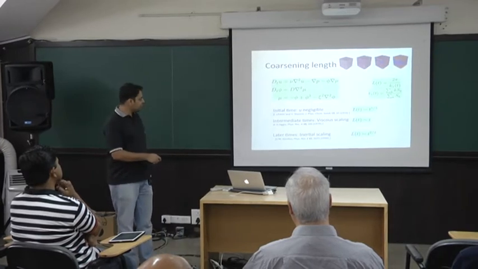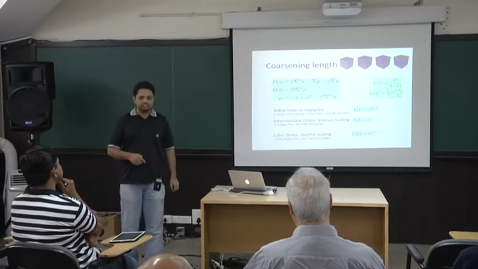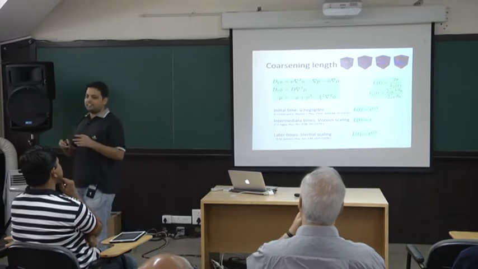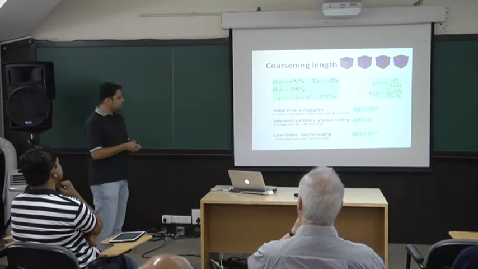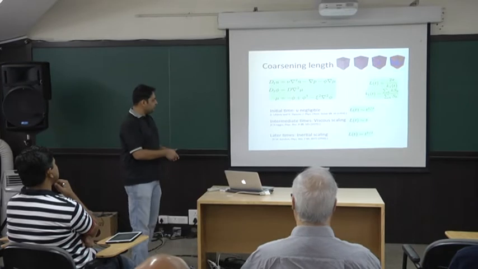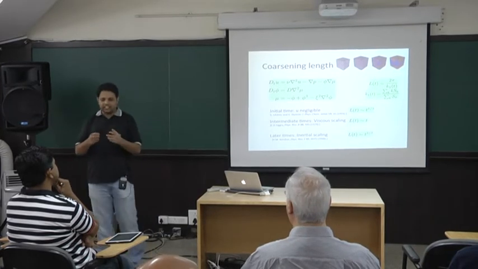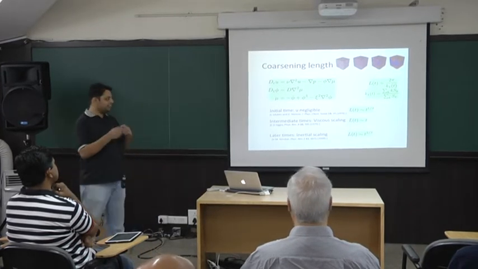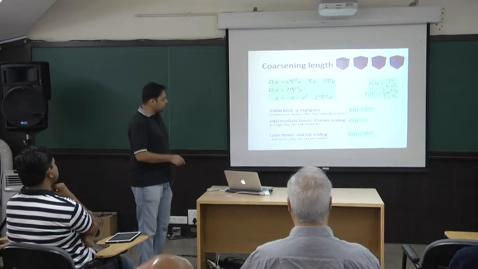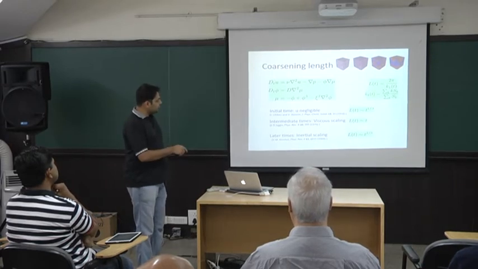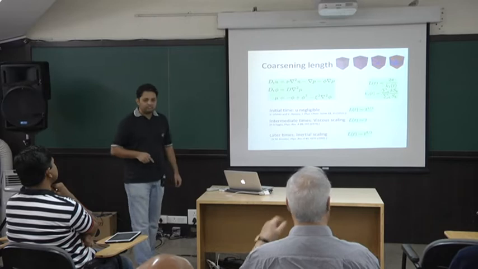The first of the theories were by Lifshitz and Slyozov, which was actually for a metal binary mixture system, and where he actually showed that, based on nucleation and coagulation, you would expect a length scale of these domains growing as t to the power 1/3.